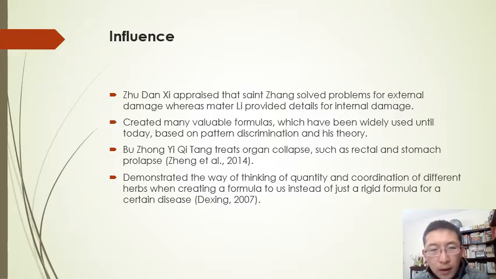So the third part is the influence on the development of TCM and present-day Chinese medicine. In his time, another master, Zhu Danxi, appraised Master Li as important as Zhang Zhongjing, because Zhang Zhongjing solved the problem of the external damage, whilst Master Li provided the details for the internal damage in his book.